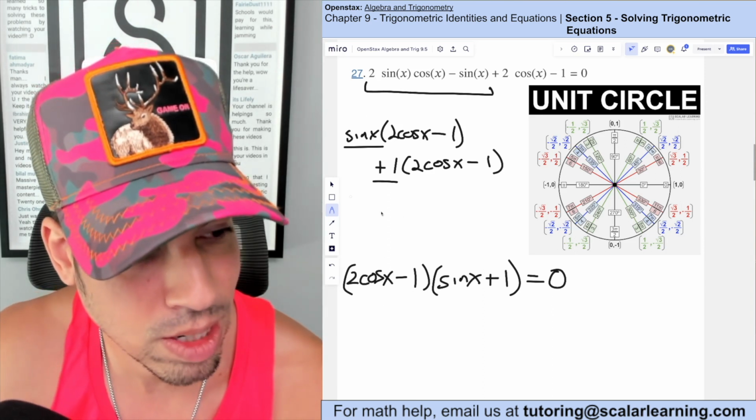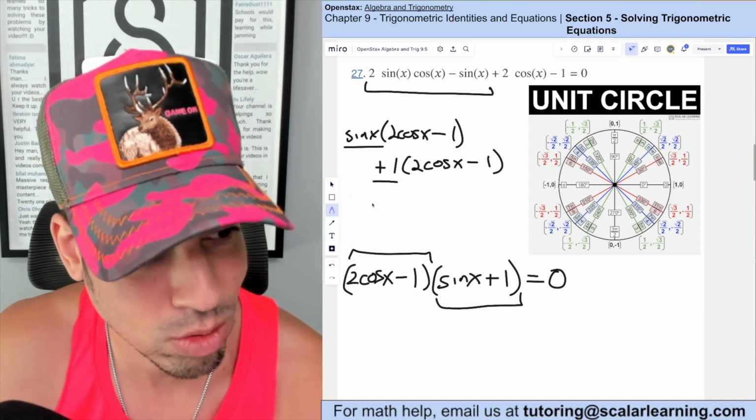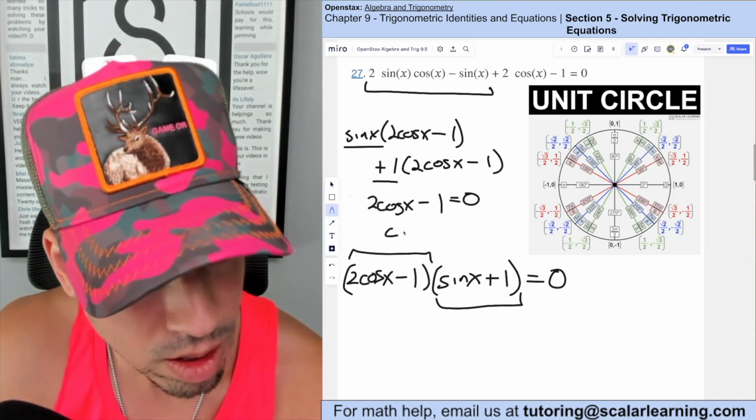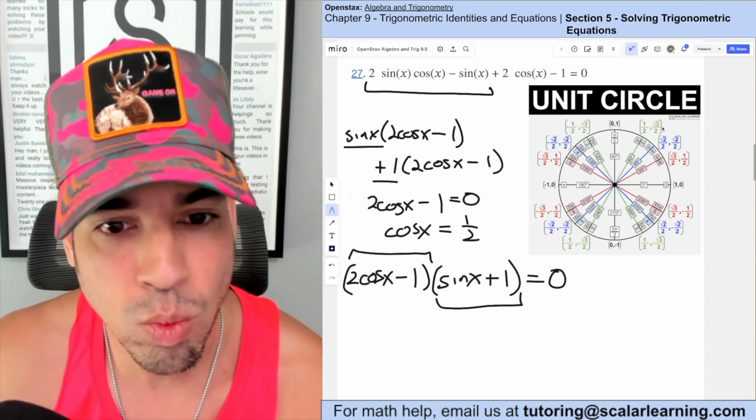Now I'm going to break it up individually into two different equations because I want to know when this equals 0 and separately when that equals 0. So first, 2 cosine x minus 1 equals 0. Then I'm going to add 1 and divide by 2. So when does cosine of x equal 1/2?